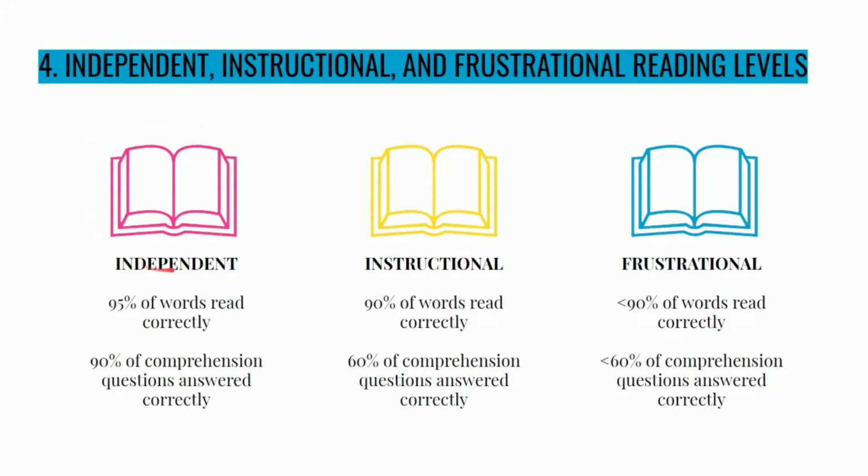So your independent reading level means that it's material that the student can read on their own with no assistance. On the other hand, instructional means that the material is something that the student can read, but they need assistance from a teacher or an adult. Finally, frustrational is reading material that the student cannot read on their own or even with assistance.